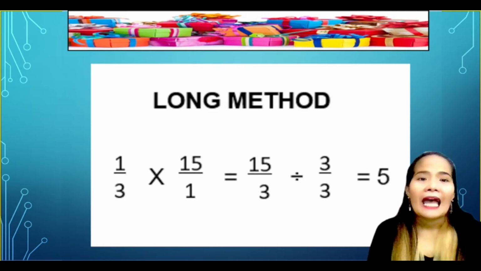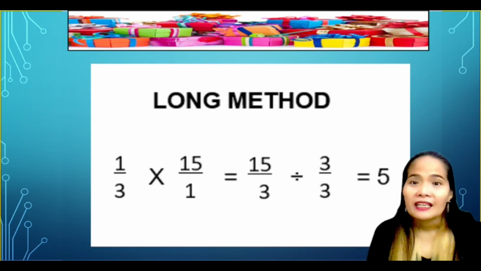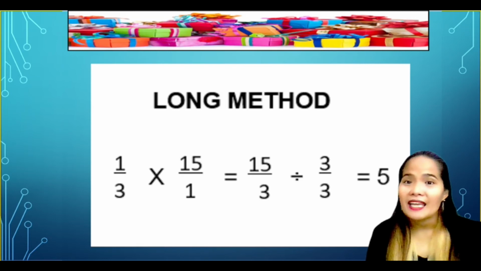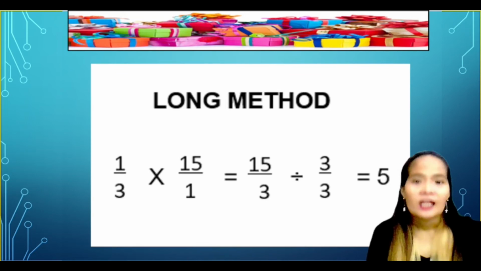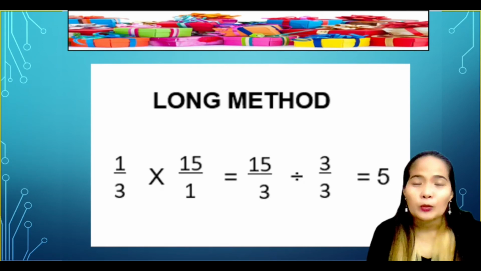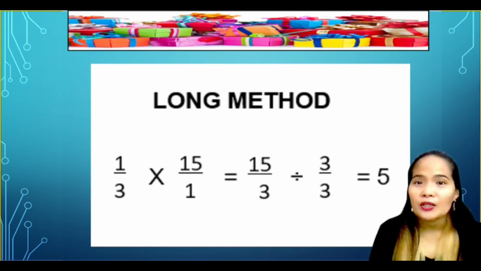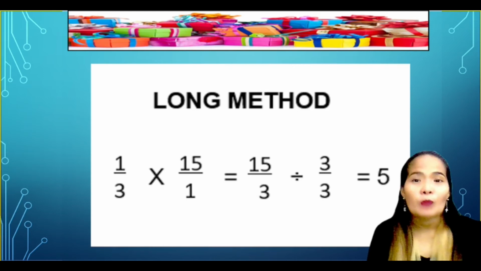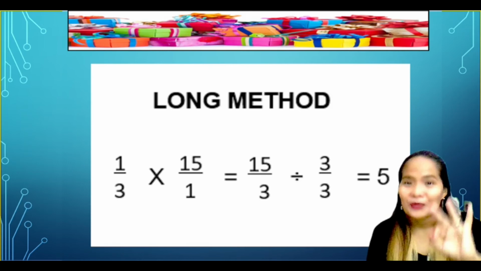After you multiply the numerators, and after you multiply the denominators, check if your answer is already in its final answer by checking if it is in lowest term. You are correct. So 15 over 3 is not in its lowest term. So that means you have to divide both the numerator and the denominator by the greatest common factor. And the greatest common factor of 15 and 3 is equal to 3.